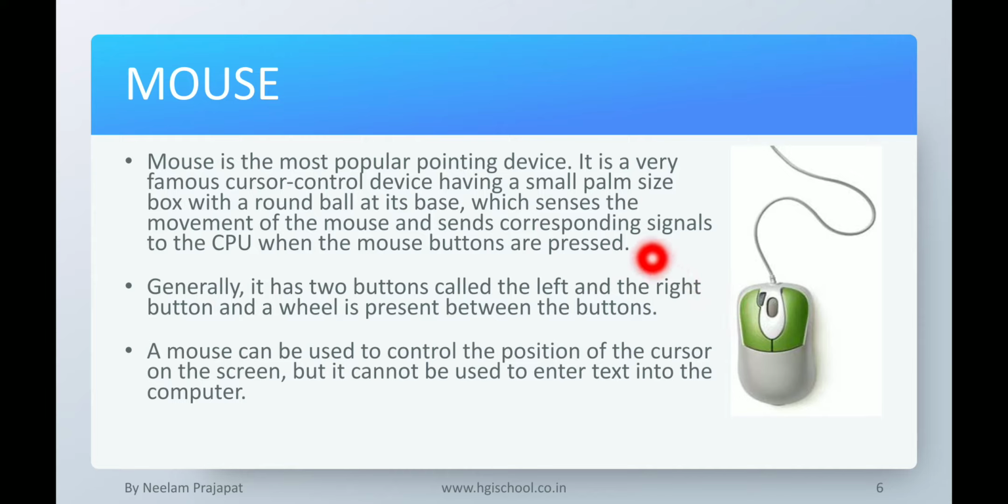Apart from that, the mouse can be wired or wireless. So mouse has 2 buttons, left and the right. A wheel is present between the buttons. If we have to scroll the page, we can use it. A mouse can be used to control the position of the cursor on the screen, but it cannot be used to enter text into the computer.